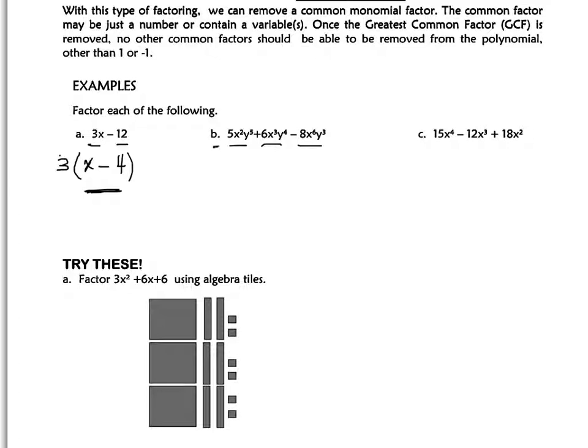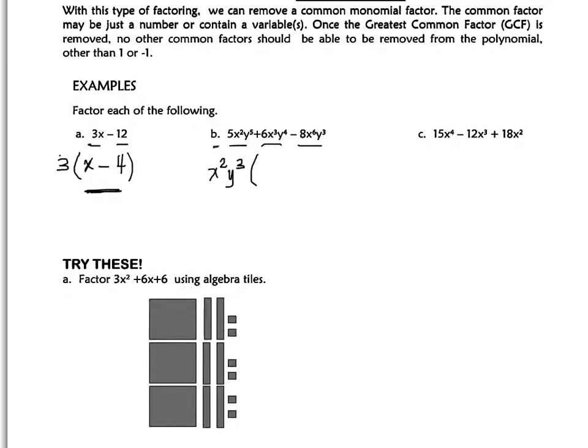The next one, if you look at each term, if you look at the numbers that go with each term, there is no common factor for 5, 6, or 8, negative 8. If we look at the x's, all 3 terms have a power of x in there, and the one that's common to all 3 would be x squared. And if you look at the y's, all 3 terms have a power of y, and the one that's in all 3 of them would be y cubed.